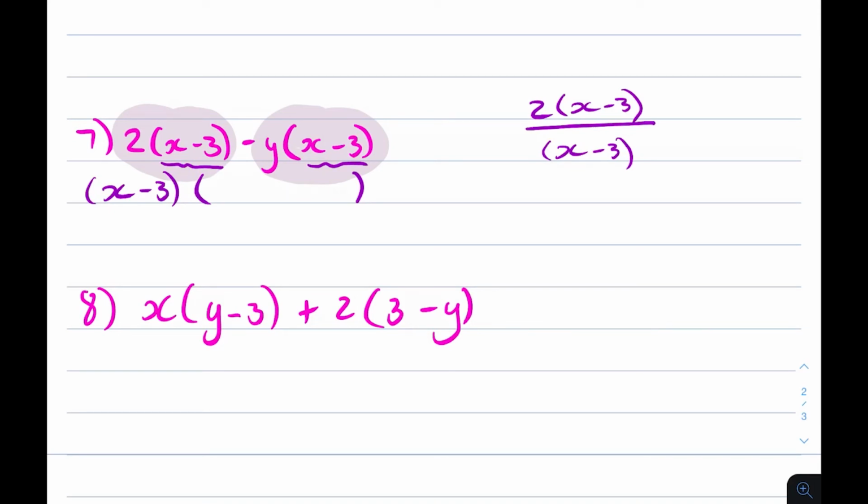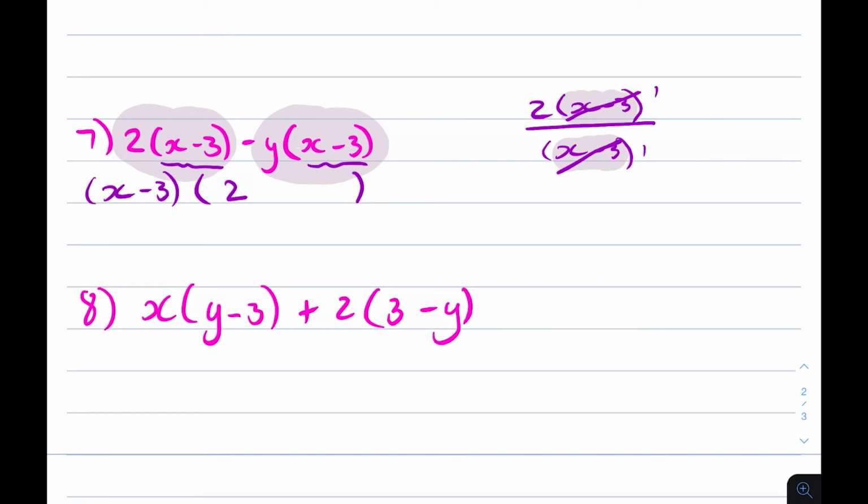I said that you're not allowed to go into a bracket, but you can divide out a whole bracket. So you will see that this whole bracket is the same as that whole bracket. So I can actually say this whole bracket divides into itself once, and it divides into the top one once. So the only thing you have left is a 2.